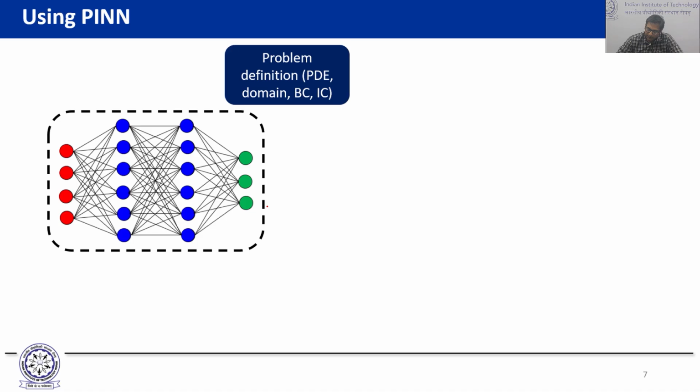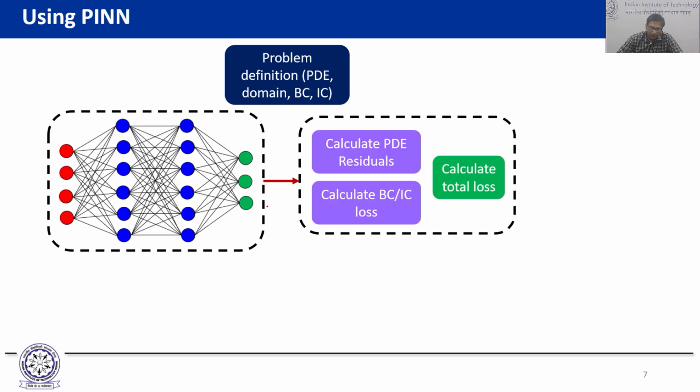Having trained your neural network using the sparse data that you have, you will now feed forward the output to the second part of PINN, which is where the physics gets implemented, or rather suggested. So in this second part, you are essentially computing the residuals using the PDEs that you have defined, and you are also computing the loss in terms of the boundary conditions and the initial conditions. So once you have calculated the residuals and the loss, you will be able to calculate the total loss.